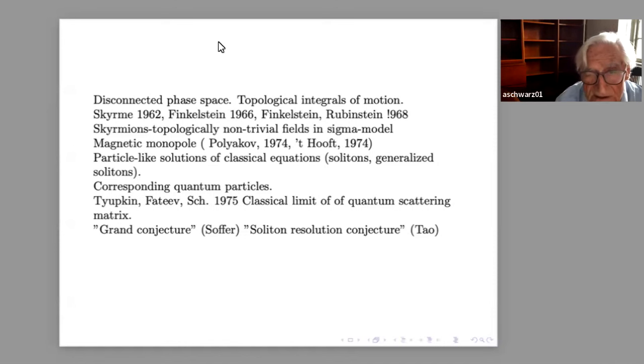And the real revolution came with the invention of magnetic monopoles by Polyakov and 't Hooft in 1974. So the precursor of this stuff was the magnetic monopole by Dirac. But the magnetic monopole by Dirac was a singular solution of the equation.